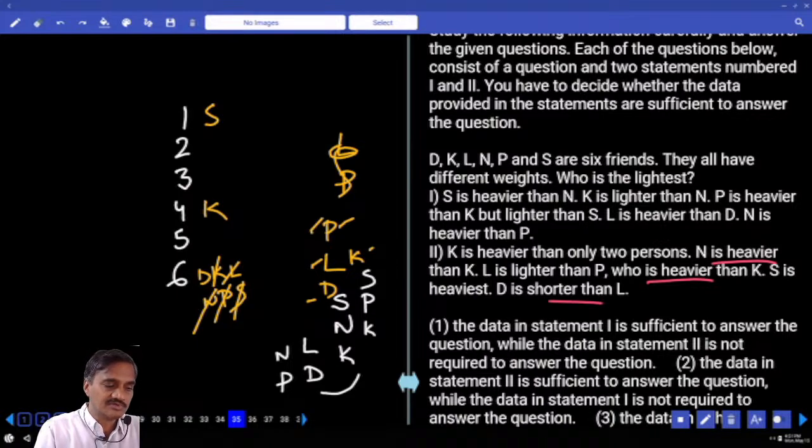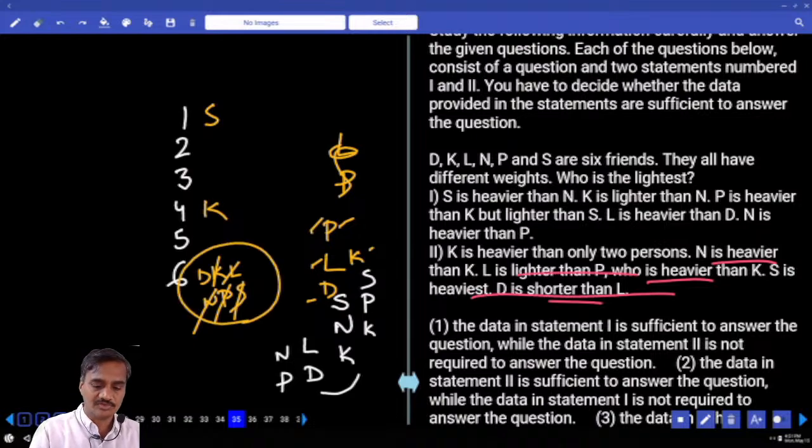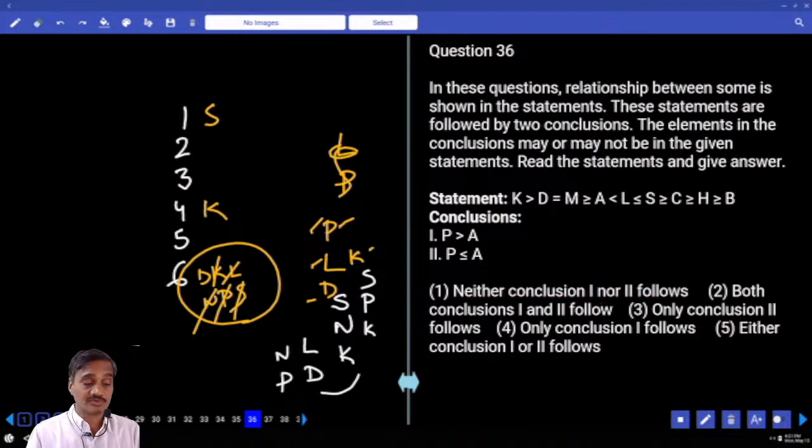Now this D is given in which one? And how do we get the answer? By combining these. Then only two alone is sufficient. Only with the help of two alone we have got the answer. The next one, 36 onwards. And 36 to 40.